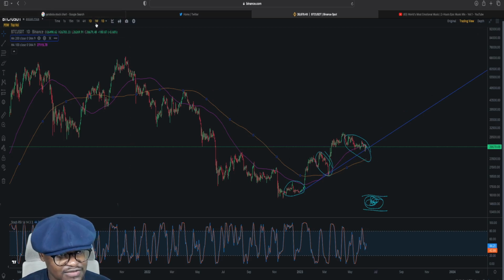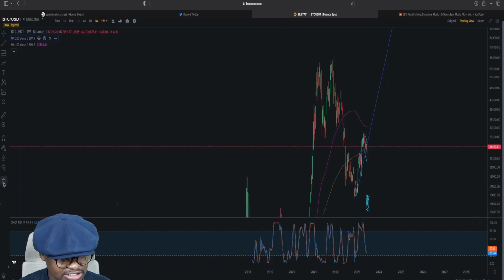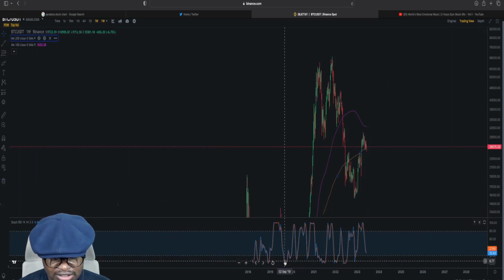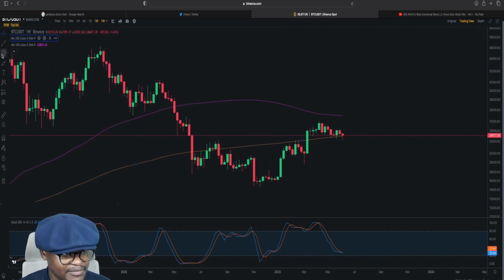And then I went to the weekly time frame. Weekly time frame, let's delete all of this so that everybody is clear with it. Come to the weekly time frame.